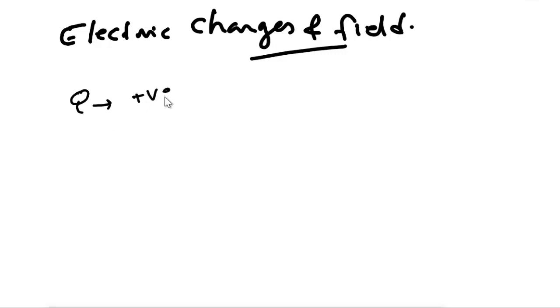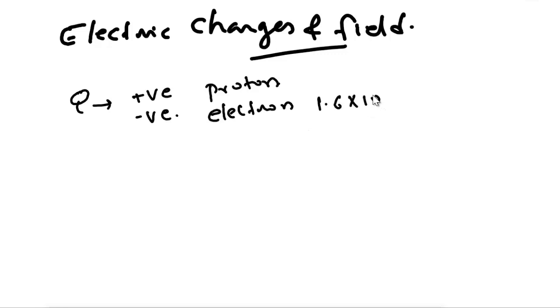There are two types of charges, positive and negative charges. Usually, electrons are considered negative charge and protons are positive charge. The charge of an electron is minus 1.6 into 10 to the power minus 19 coulomb, and that of a proton is simply positive, 1.6 into 10 to the power minus 19 coulomb. Okay, so this is about electric charges.